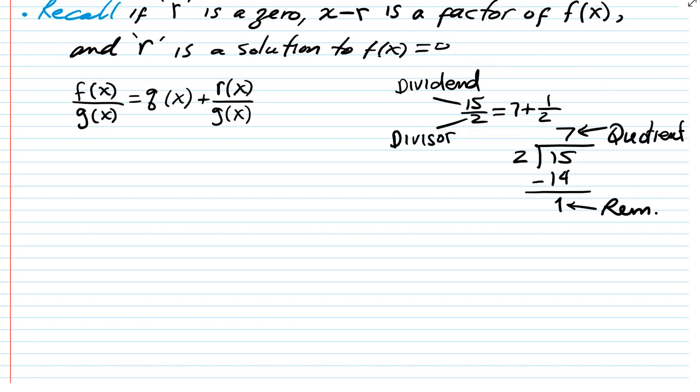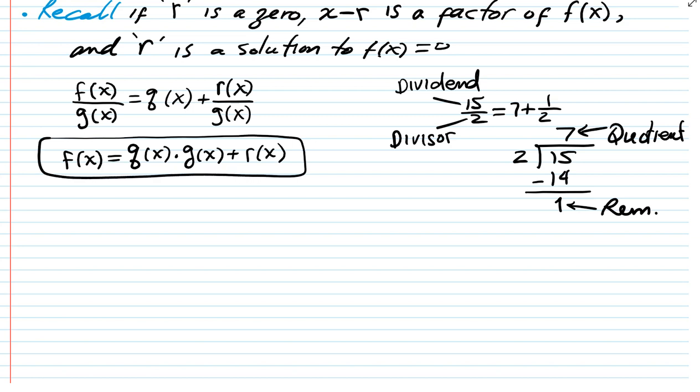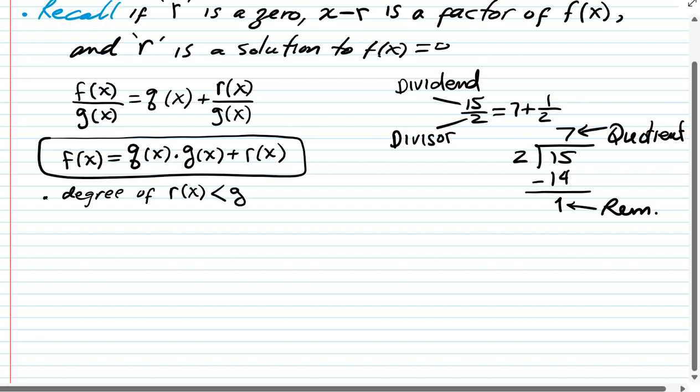Now, if I multiply both sides of this expression by g of x, then we get f of x is equal to q of x times g of x plus a remainder. And this is the form that we like. It's really important what this form is telling us. This is telling us that every function can be written as a product of two other functions plus a remainder. And of course, when we do this, the degree of the remainder is going to be less than the degree of the divisor.